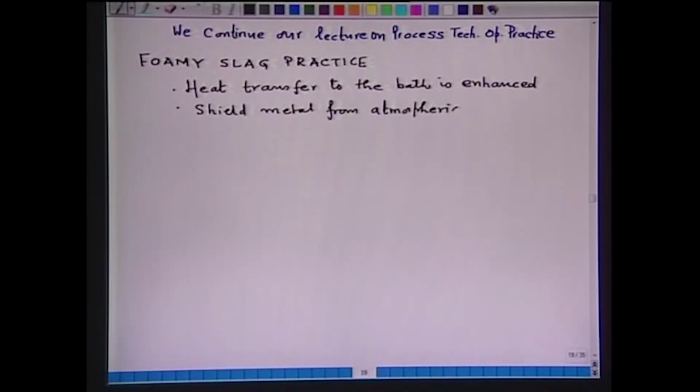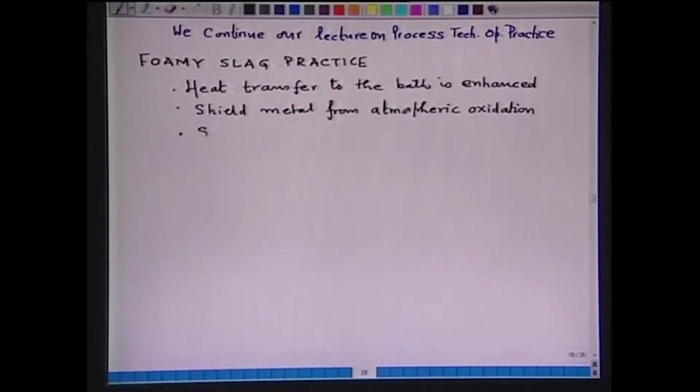Now, this is obvious, as the liquid metal is shielded by a foaming slag. So, no atmospheric air will come into contact with the hot metal. Third advantage is that it shields the arc from exposure to the lining.